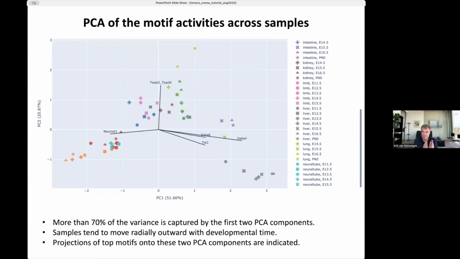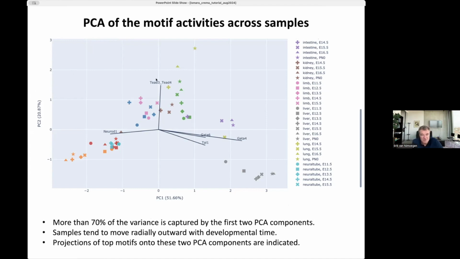But maybe more interesting is we also take the matrix of motif activities, right? For each sample, we have fitted how active each regulator is in this sample, so how much each transcription factor is contributing to DNA accessibility across the genome. And we take these vectors of motif activities and perform a PCA on the matrix of motif activities. Again, these are the first two PCA components. We're also showing 3 and 4, but I'm showing you just 1 and 2. Principal component 1 captures 51% of the variance, number 2 almost 21%. So more than 70% of all the variance is already captured by these first two principal components.